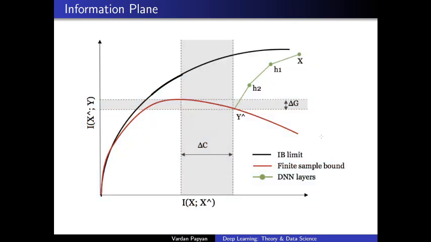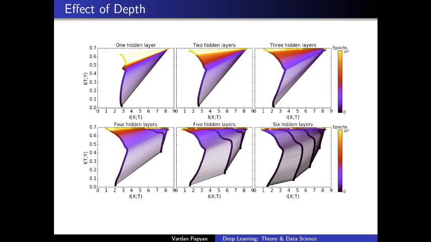You can see the effect of depth here. For example, if you have one hidden layer, it looks like this. Two hidden layers, it looks like this. Three hidden layers, like this. You can see there are different lines here. For example, in the sixth hidden layer, it looks like this. As you can see, most things happen very fast, and the final epochs, for example red, orange, and yellow, are very narrow.